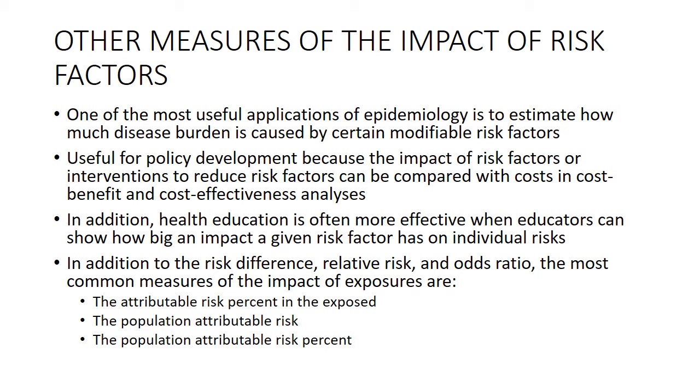And what you need, in addition to showing things like risk differences, relative risk, and odds ratios, are some of these things we're going to look at in just a few minutes. We're going to be looking at things like attributable risk percent in exposed individuals, population attributable risk, and then this population attributable risk percent.